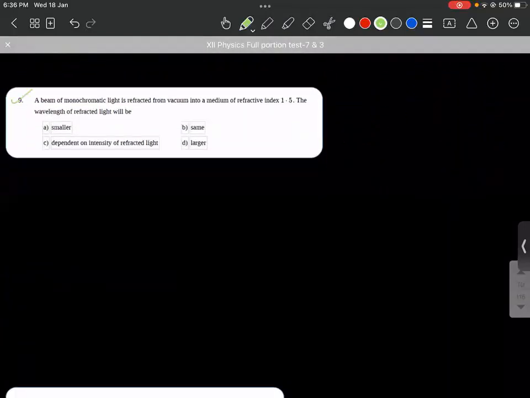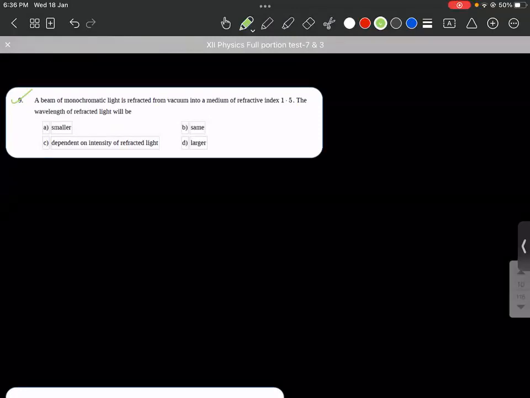Okay. So next one: a beam of monochromatic light is refracted from vacuum into a medium of refractive index 1.5. The wavelength of the refracted light is? Can you tell me? Larger, sir. Larger, how? So mu2 by mu1 is equal to lambda 1 by lambda 2. Which is mu1 according to you? Vacuum. Sir, mu1 is the vacuum and mu2 is the medium of refractive index 1.5.